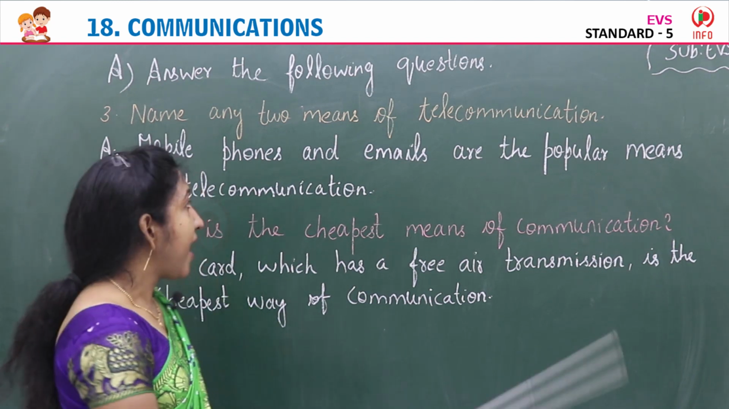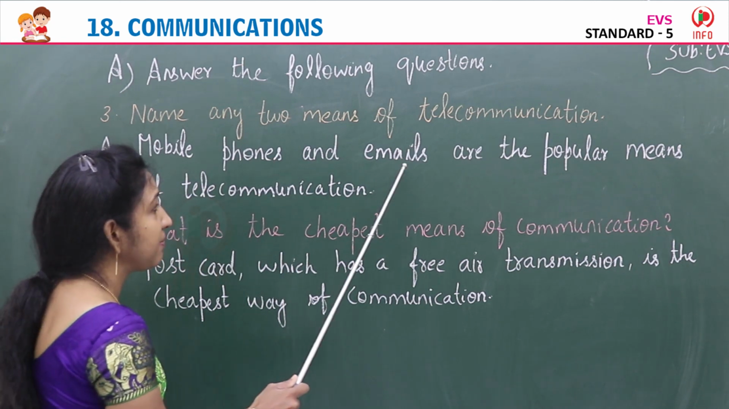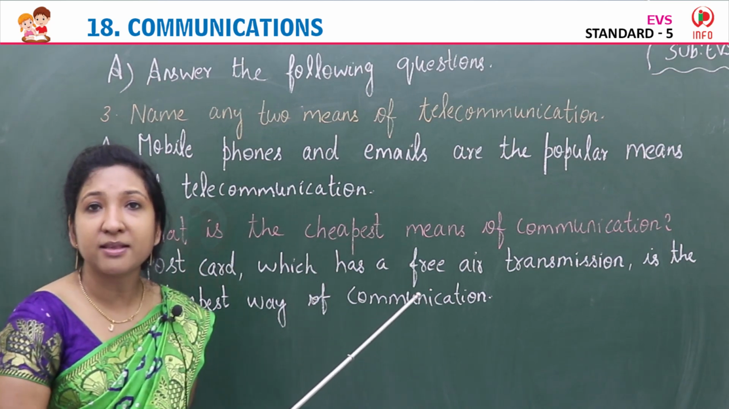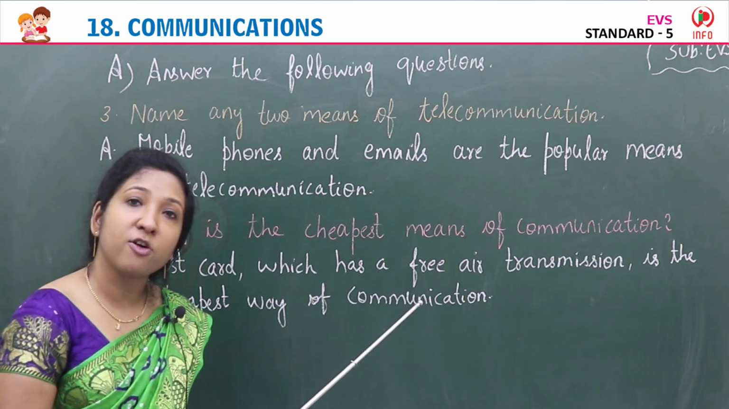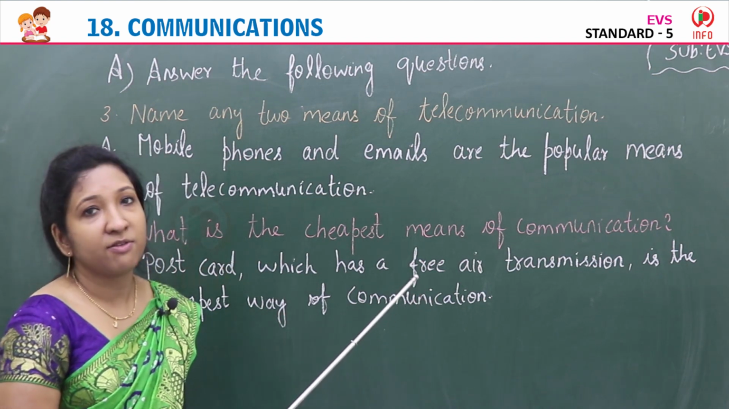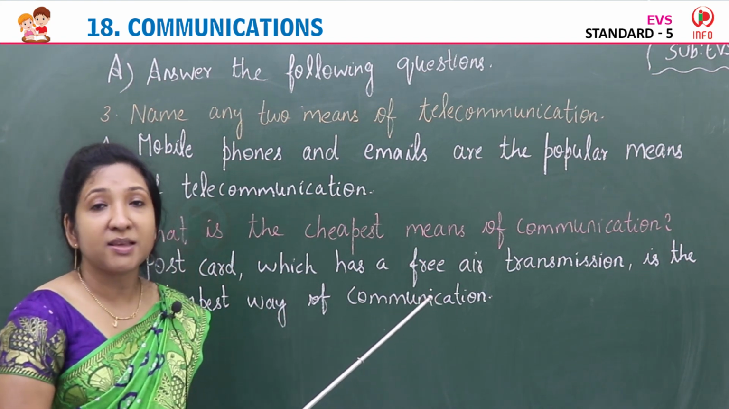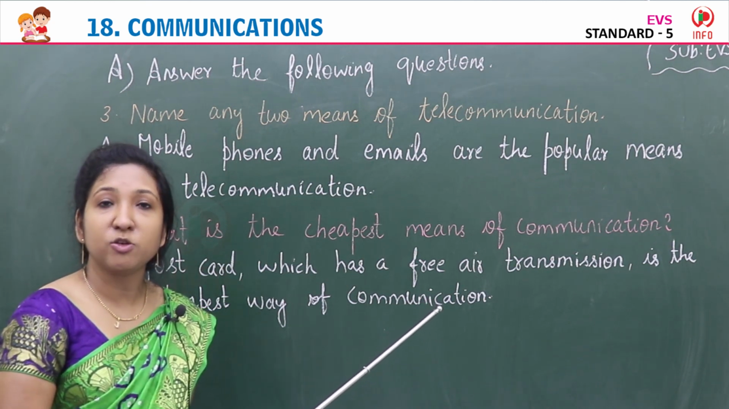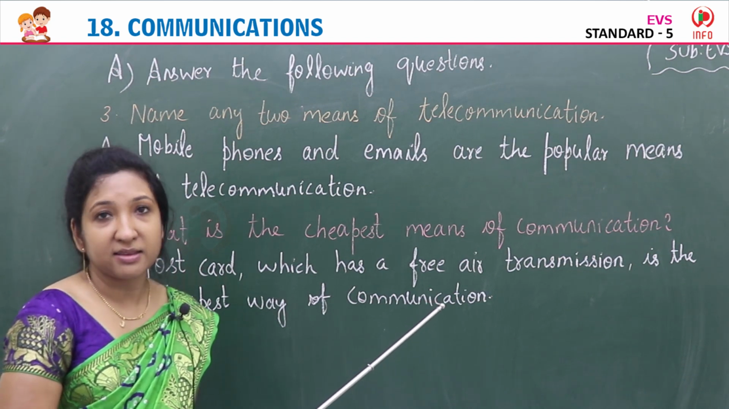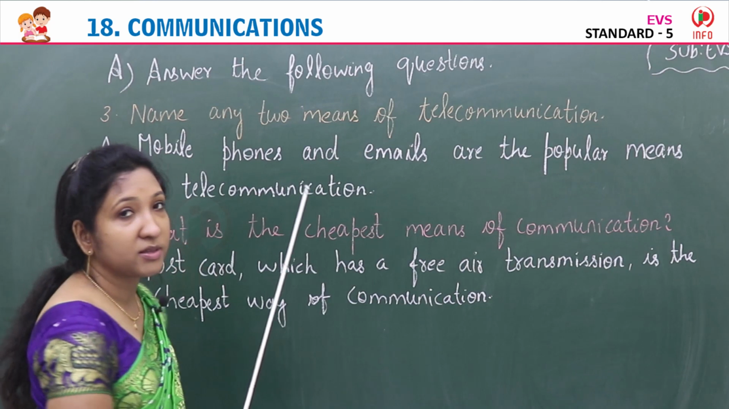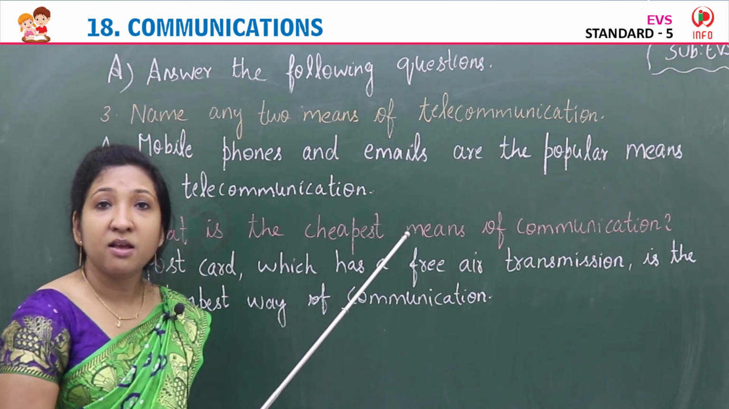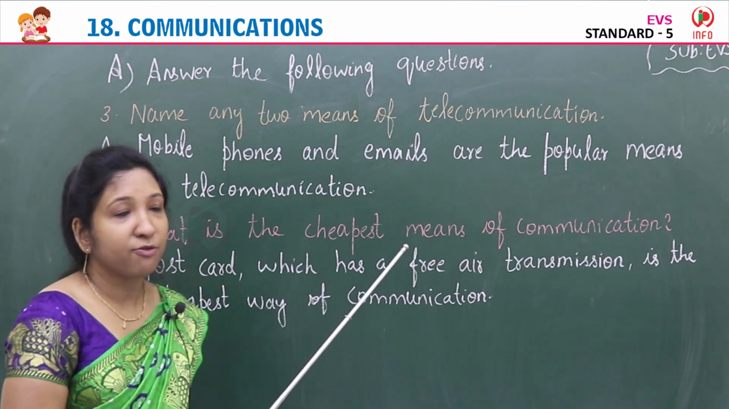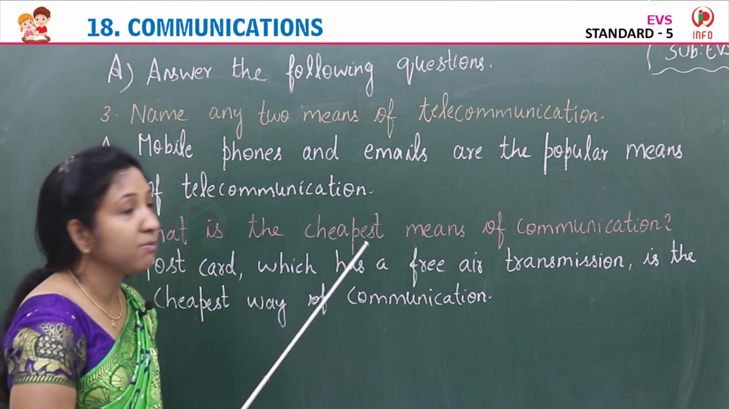Yes. So the answer is, mobile phones and emails are the popular means of telecommunication. Mobile phones and electronic mails. We can send mail, we can send messages, photographs, anything. To people who are staying miles away, within seconds, isn't it? Yes. Even with mobile phones, we can dial the numbers and easily talk with them. We can see and talk with them, those who are miles away from us. So they are the popular means of telecommunication.